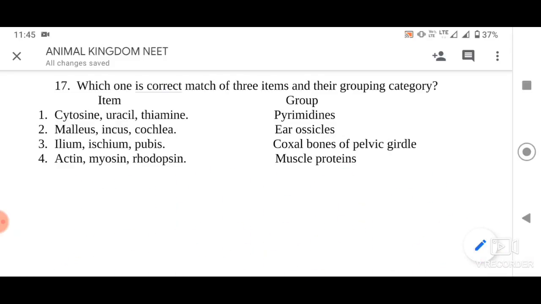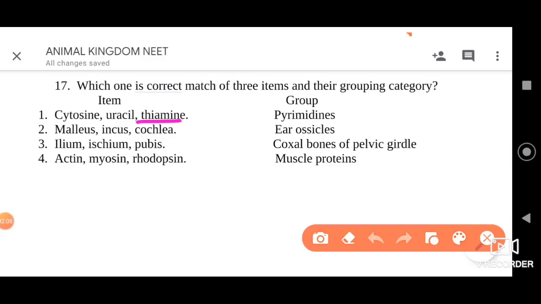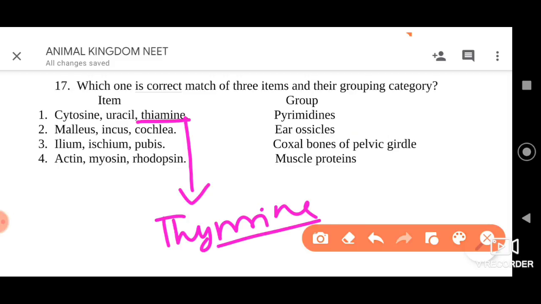Now see here, there is no thymine here. Instead of thiamine, it should have been thymine. Thiamine is vitamin B1 in reality, a vitamin, so that cannot be the option, my dear students. So we cannot go for option 1. It is the wrong option, my dear friends. So next let me move with the second option here.